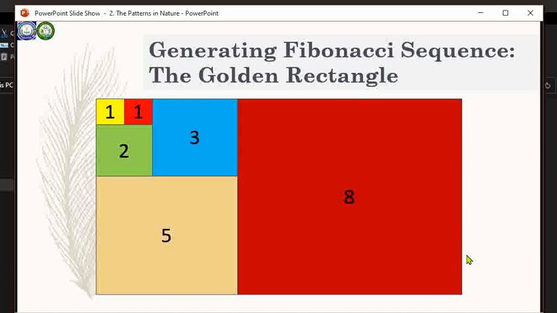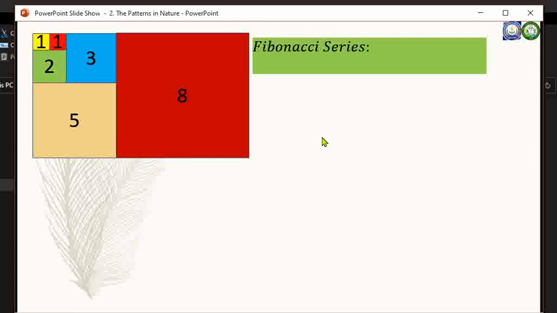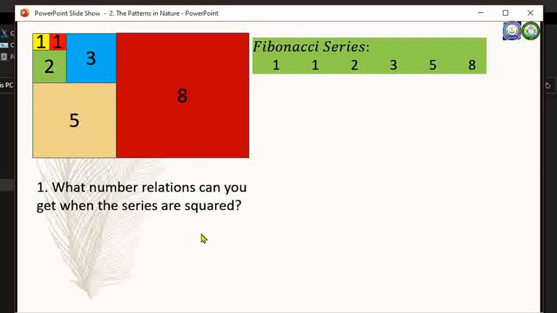Can we continue this rectangle? Of course. We can continue this with our next square, that is 5 plus 8, 13. So 13 by 13. What relationships can we get out of this rectangle? Remember, the Fibonacci series is 1, 1, 2, 3, 5, 8, and so on. It can be continued. So the first question is, suppose we get the number relations in a Fibonacci series, like squaring each number in the Fibonacci series, what can we get?